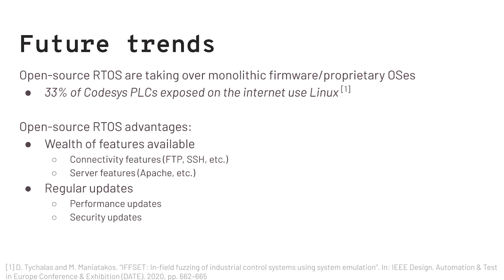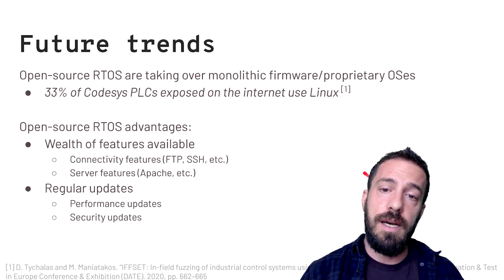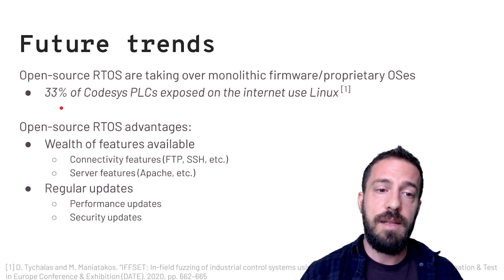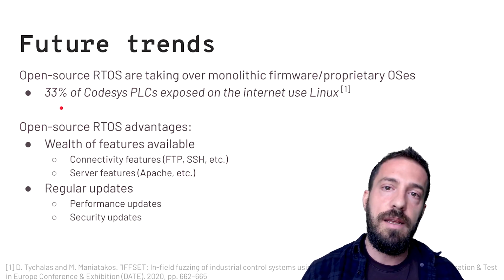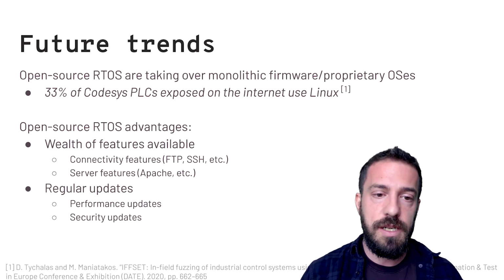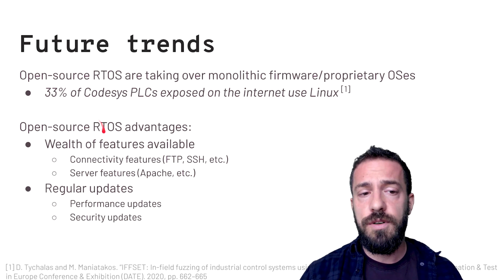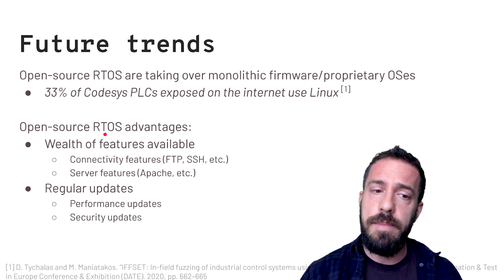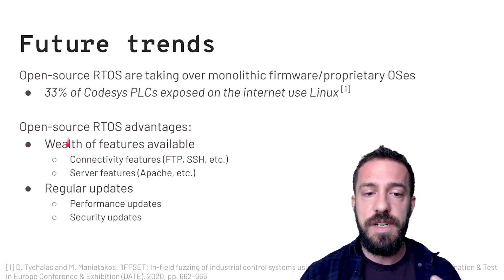To conclude that part, we've been seeing a transition to more open source real-time operating systems that are taking over the older monolithic firmware approach. For example, in one of our research papers, we identified that many of the Codesys PLCs that you can see on the internet use Linux. 33% are using Linux. And there's a good reason for using an open source real-time operating system, because you get all these features for free.